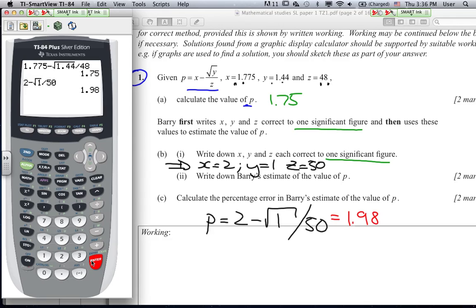and we get 1.98, and then it says calculate the percentage error in Barry's estimate of the value p.